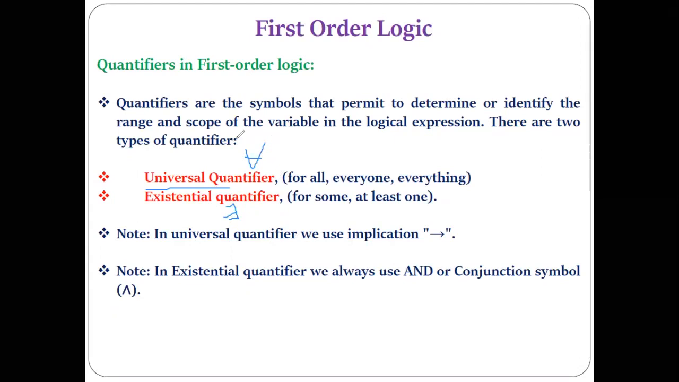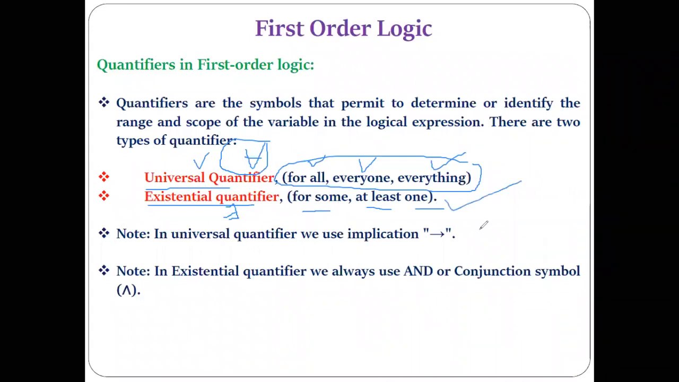Now, what kind of things can be represented using the universal quantifier? That is the main thing. If the sentences mention words like for all, everyone, everything, and these words are present in sentences about the real world, then we can utilize the universal quantifier to represent them. Keep this in mind, because if you know this, only then can you write the logic using the universal and existential quantifiers. What can be represented using the existential quantifier? Words like some, for some, at least one.